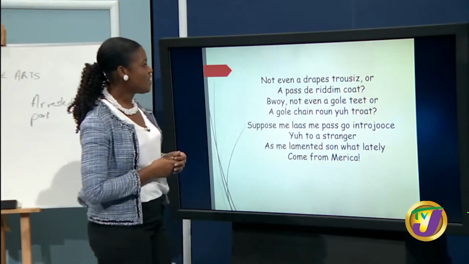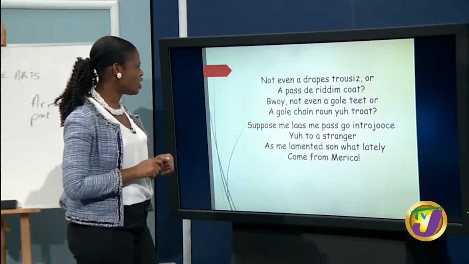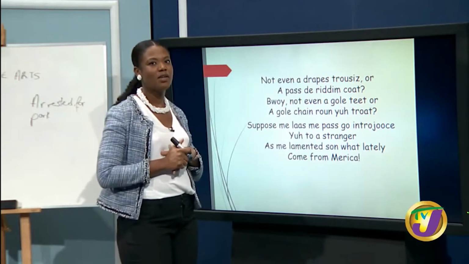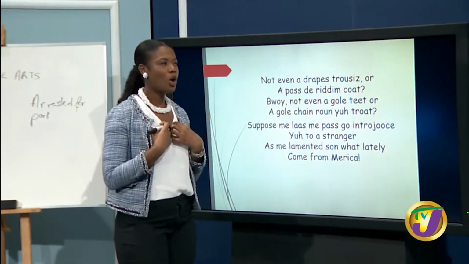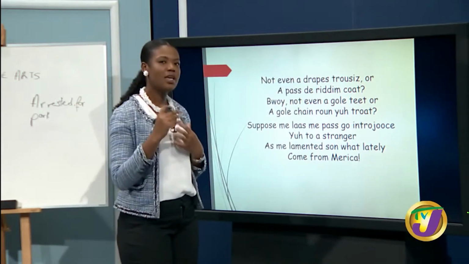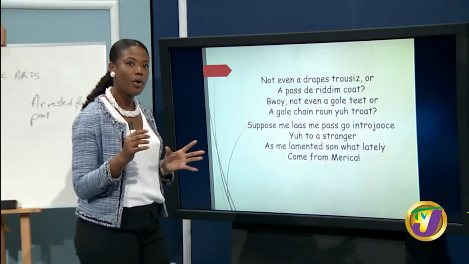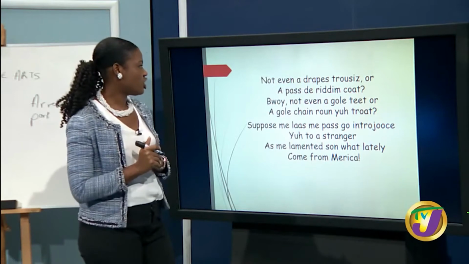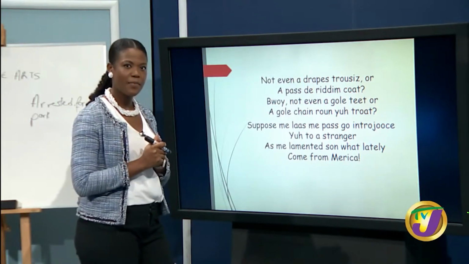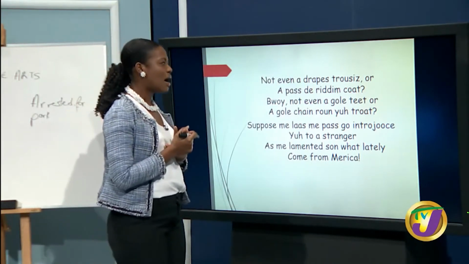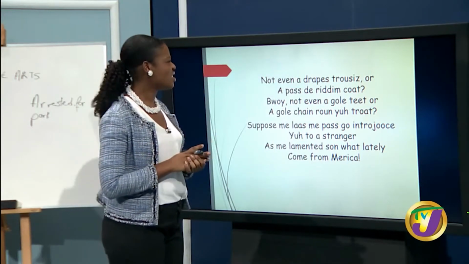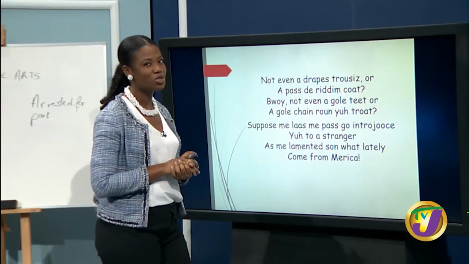Boy, you not even get a gold teeth or a gold chain around your throat. That kind of thinking would allow one to think of a person as rich or poor. Once you're wearing fancy jewelry, once you're clad in nice clothing, they will think of you as being rich or in an upper class, which is not always true.